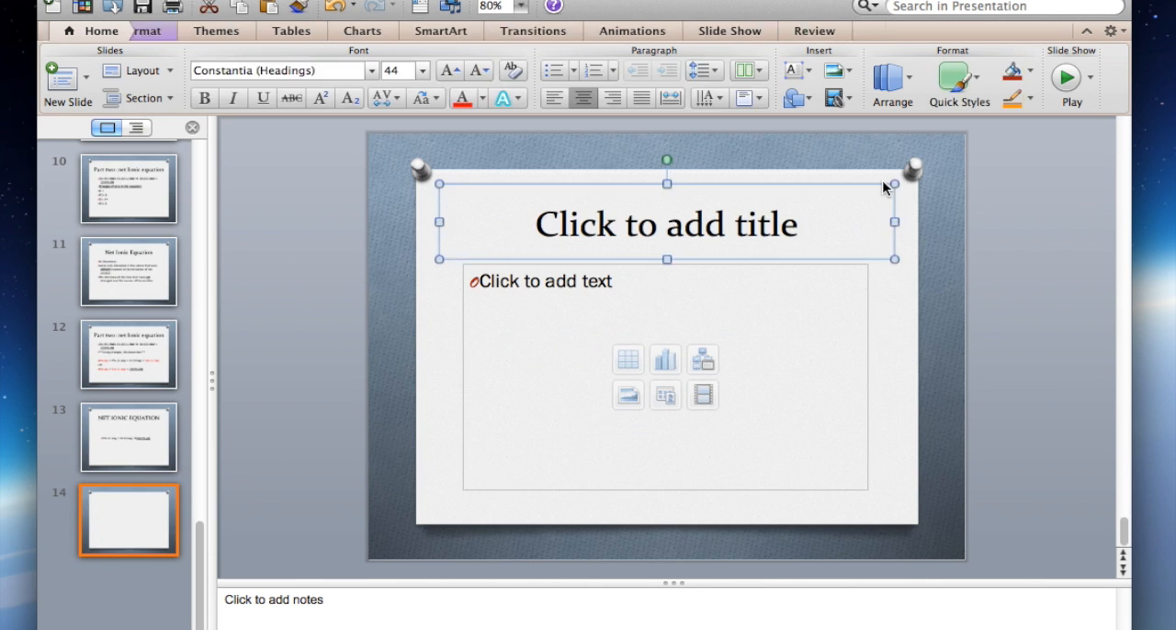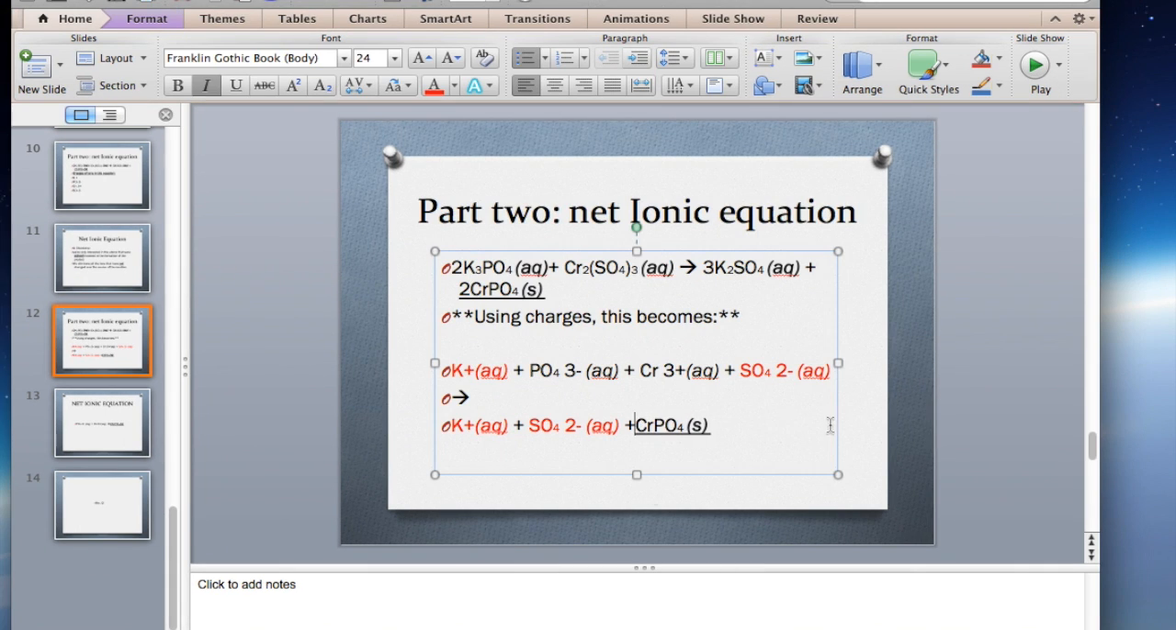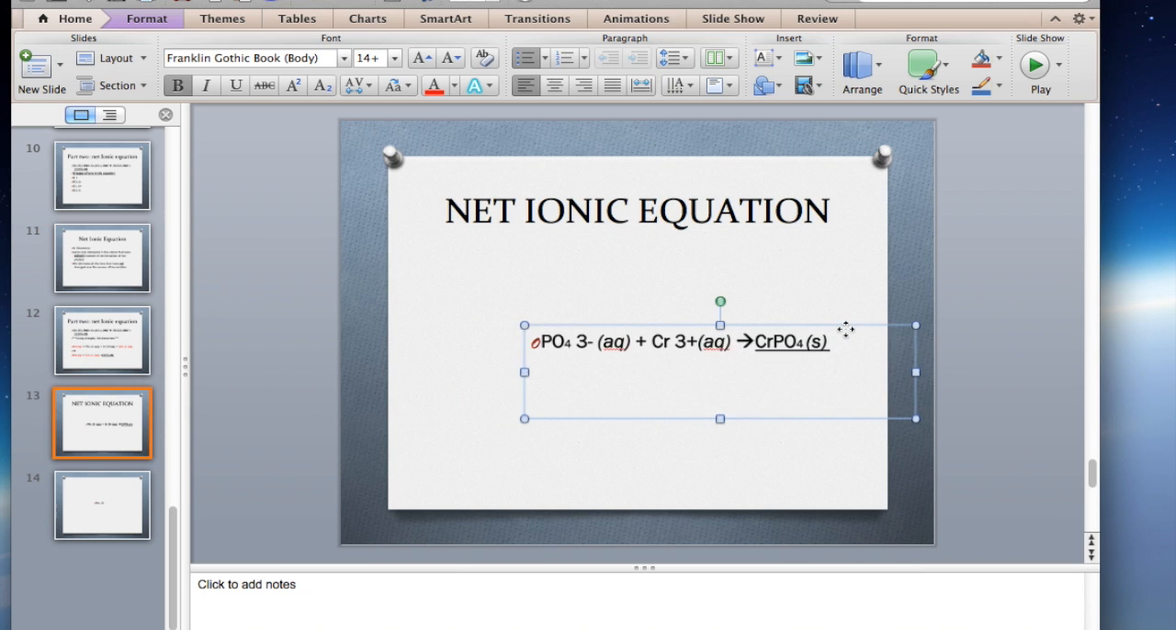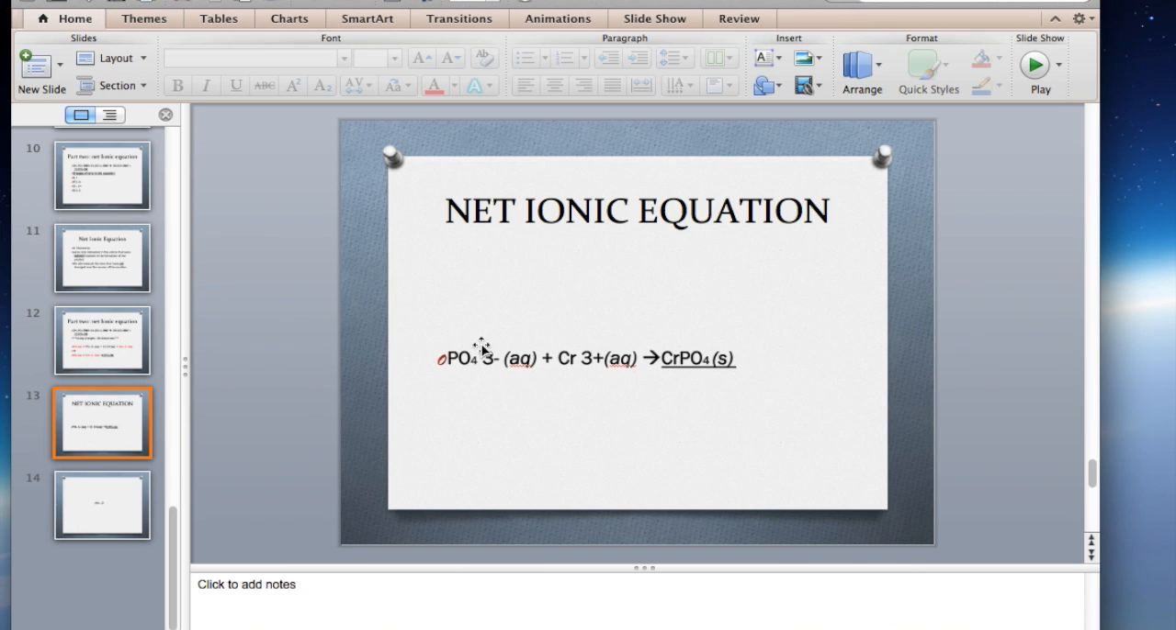Whoa, something's wrong. Alright, let me just go back and fix it. There shouldn't be a 2 in front of the chromium 3 phosphate. Alright, so that was the actual net ionic equation. The end.